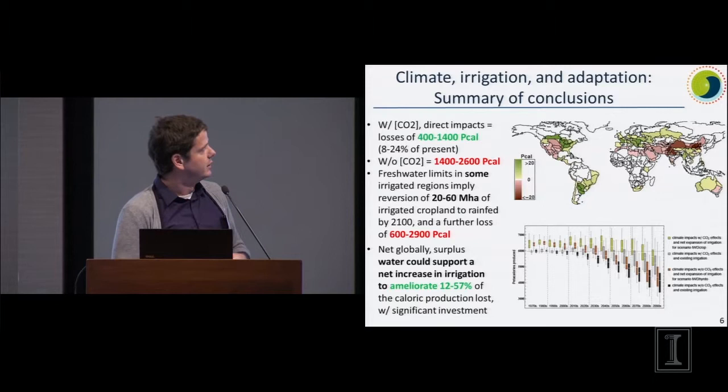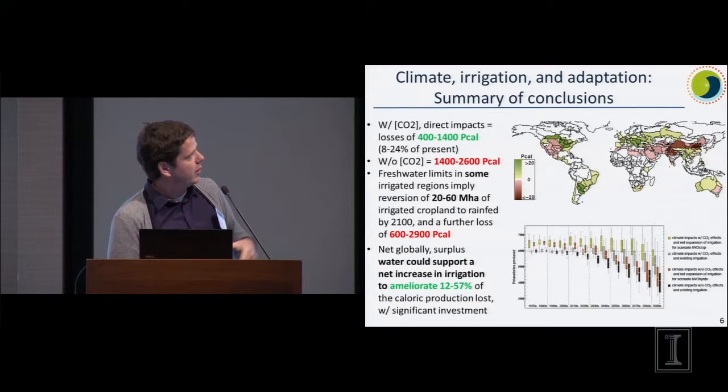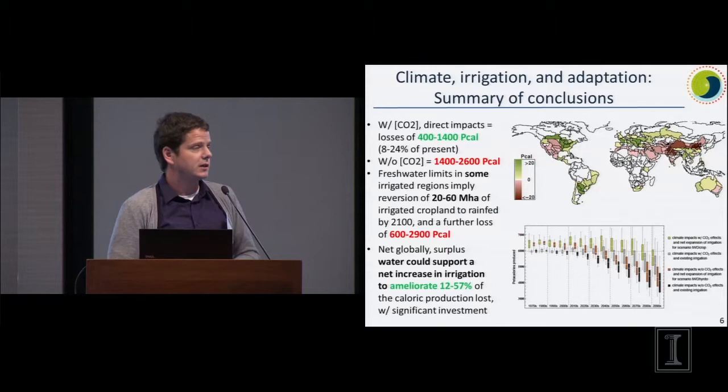which simply shows the four different scenarios considered. Climate impacts without CO2, the most severe black bar there on the right; without CO2 and with a net expansion of irrigation in orange; the gray bar is climate direct impacts with CO2; and finally the yellow bar, the most optimistic case, which is direct impacts with CO2 effects and a net expansion of irrigation globally.